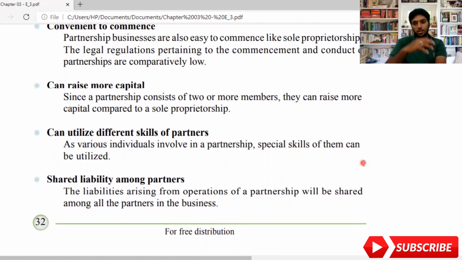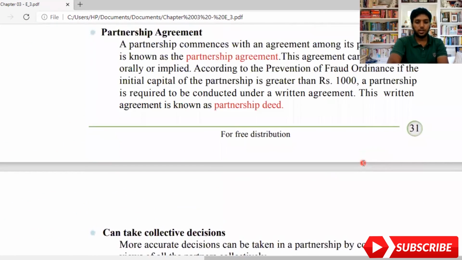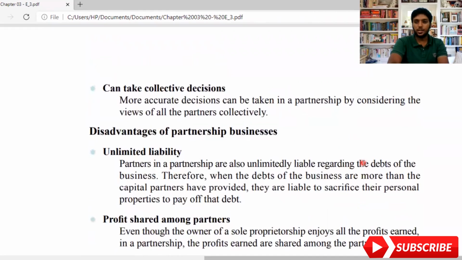Not only your knowledge, others' knowledge and other skills can also be used. Share liability among partners. When you have problems of liability, you can share it with your partner and solve the problem. Then we move on to the next part. Can take collective decisions. You can take good decisions because you are along with your partner. So good decisions will take your business much better.